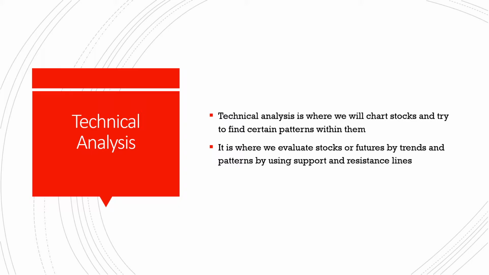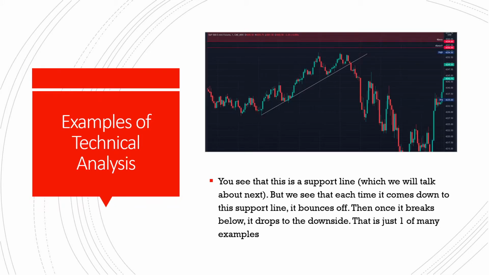So some examples of technical analysis, right? So this is a quick example on the S&P 500. So you see this white line right here is our support line, right? So we'll talk about that, how you can draw them, but each time it comes down to this line, it bounces off, right? So you see we bounced off here, we bounced off here, bounced off here, right? So once it breaks below this support line, now it no longer has support, and you see we drop below. So that's just a very simple example, which we'll talk about also later.